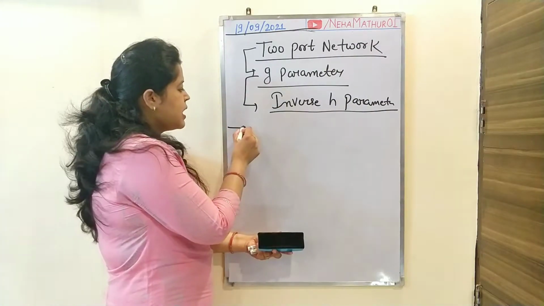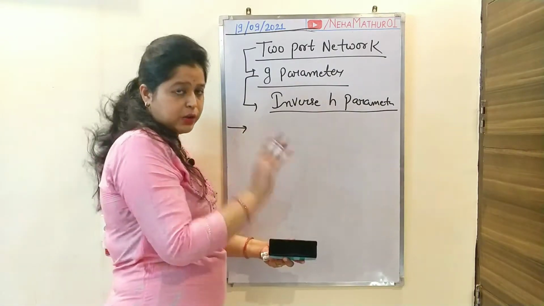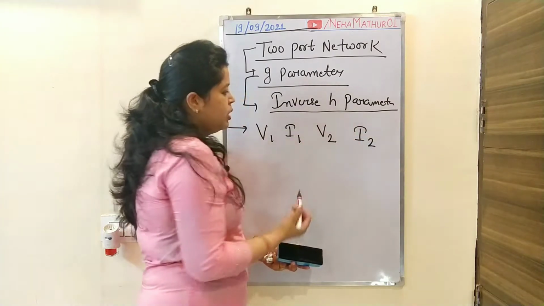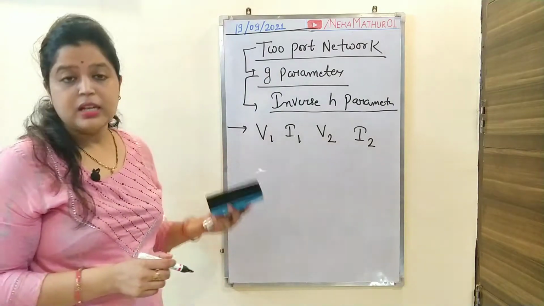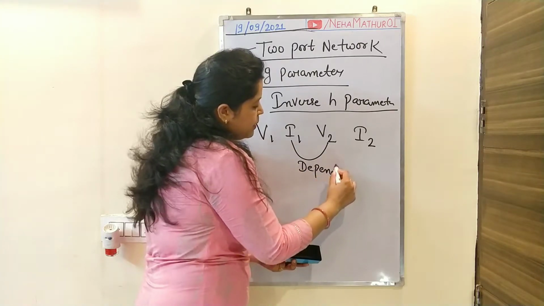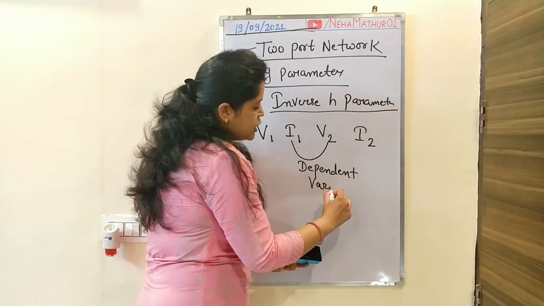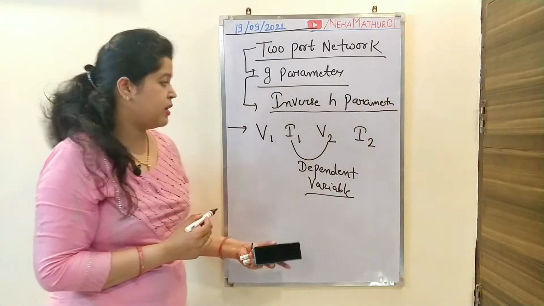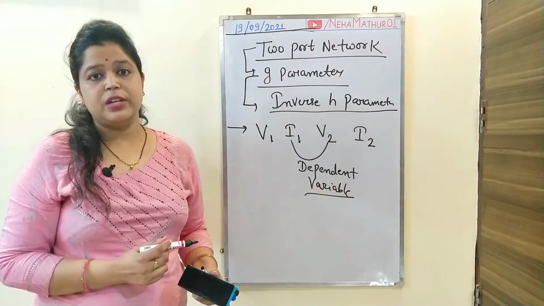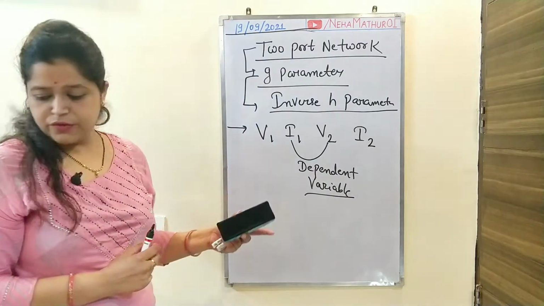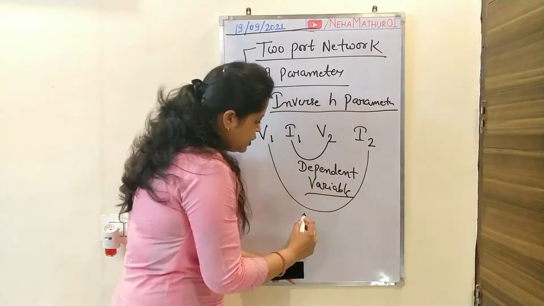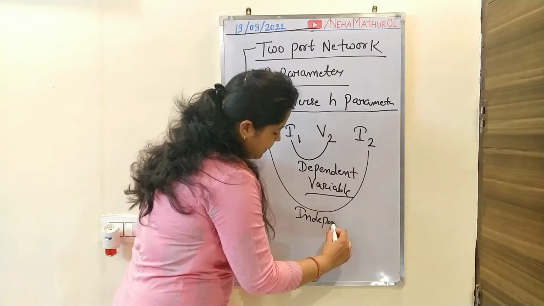So as I already told you, for the two-port networks we have four variables V1, I1, V2 and I2. Now here for G parameters the dependent variables will be I1 and V2. These are going to be dependent variables, opposite to H parameter. In H parameter we have V1 and I2 as dependent variables, while I1 and V2 are treated as independent variables. While in the case of G parameters we have I1 and V2 as dependent variables, while V1 and I2 are treated as independent variables.